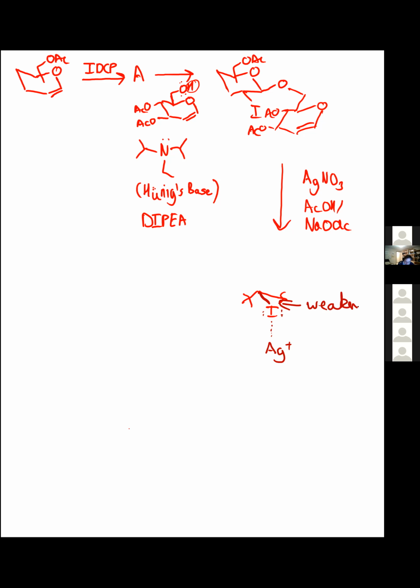Weakens. And we have acetate. So we have an iodine which is halfway gone, and we have a half-decent nucleophile. So we can do SN2 chemistry.